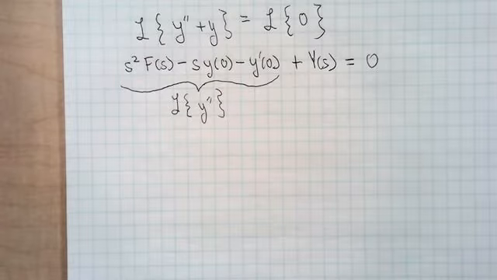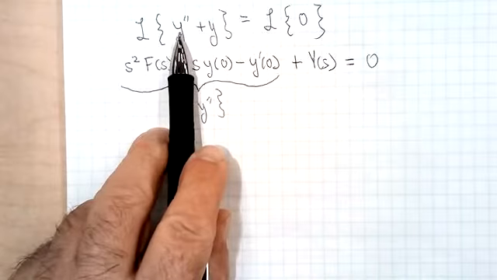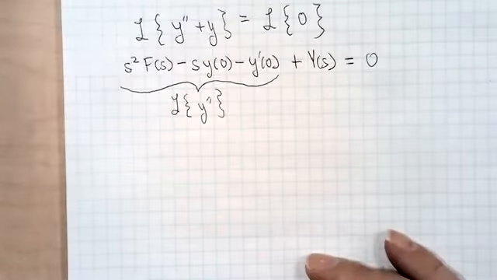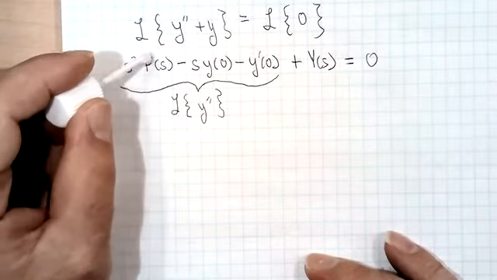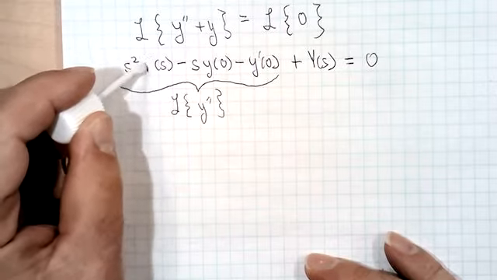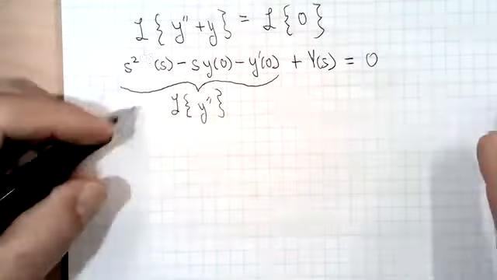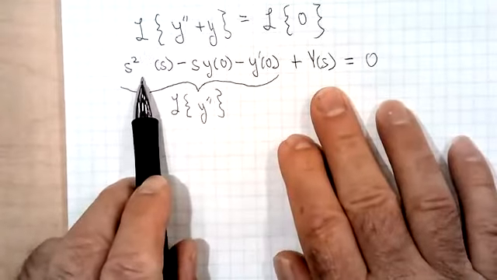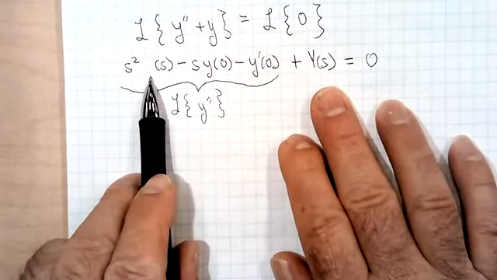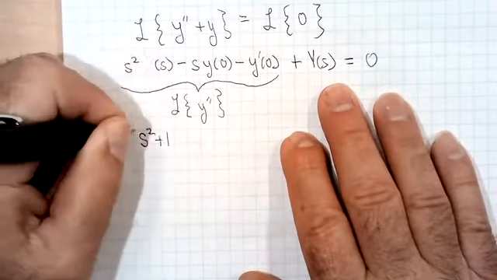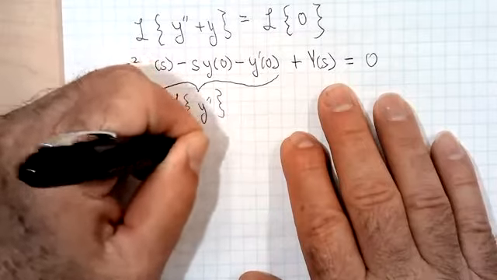Oh, and I'm mixing my metaphors here. The transform of little y, traditionally you use capital Y, and I used a capital F. So when my whiteout dries, I'll change that to capital Y. But in the meantime, capital Y, it's invisible right now, but it's there. s squared capital Y plus Y. So I've got s squared plus 1 times capital Y at s.